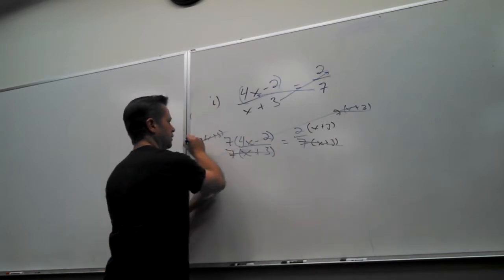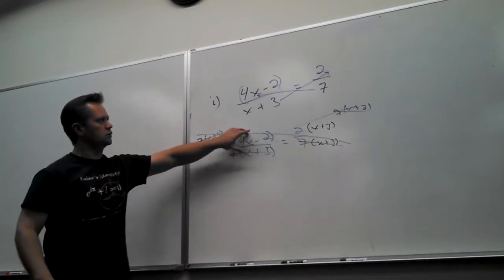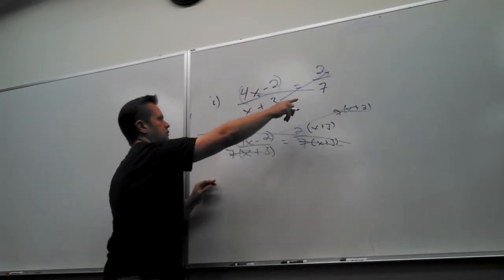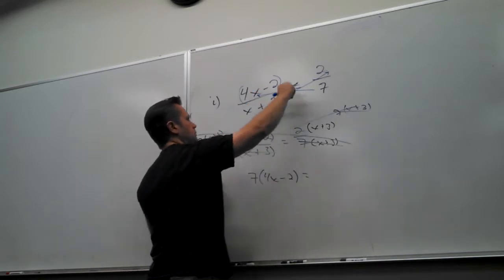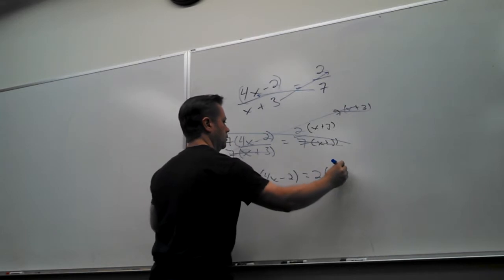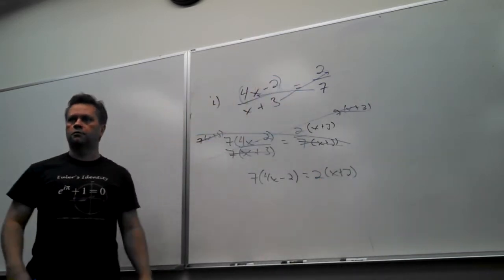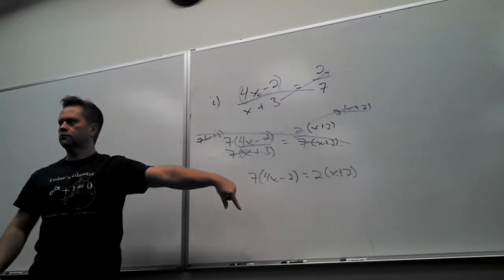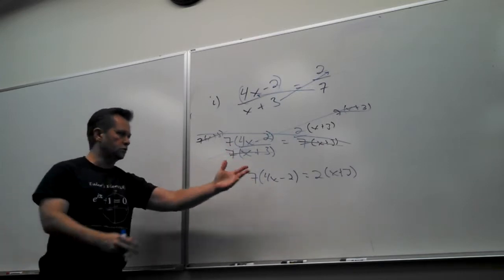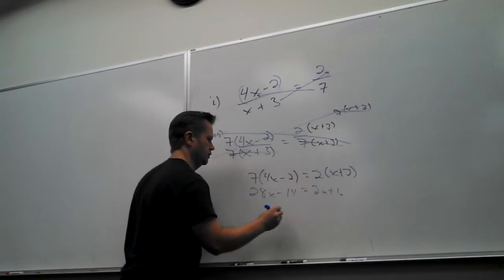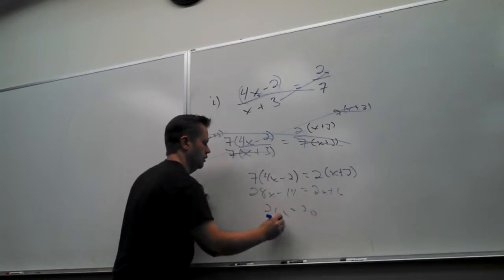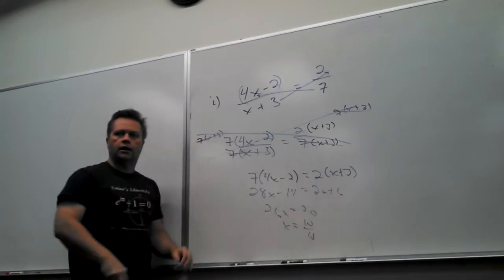So I don't have to do all this. Don't have to. That explains why the shortcut works. So I can do 7 times this equals x plus 3 times 2. That's the shortcut, because that tells me it works. And then, of course, we just solve this like we always would. 28x minus 14 equals 2x plus 6. 26x equals 20. X equals 10/13. Blah, blah, blah. You guys can all do that.